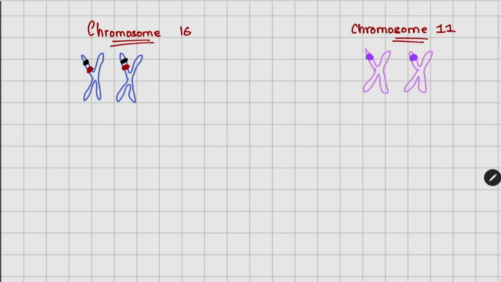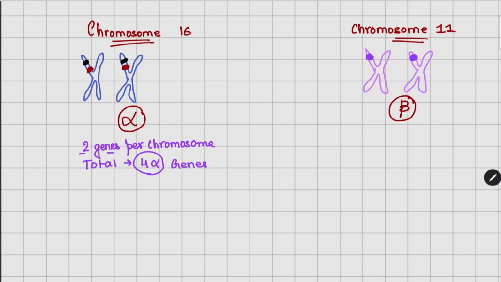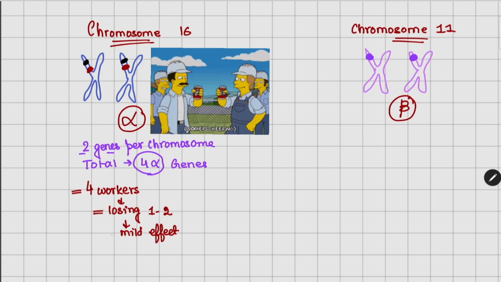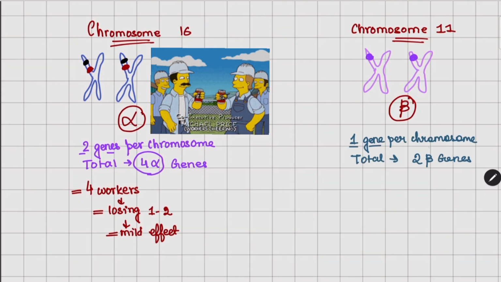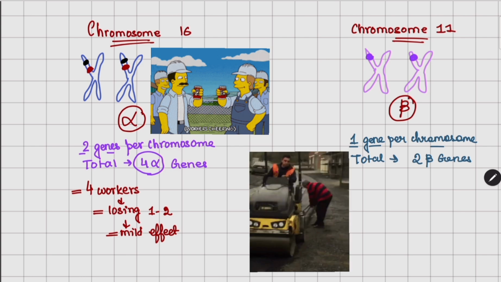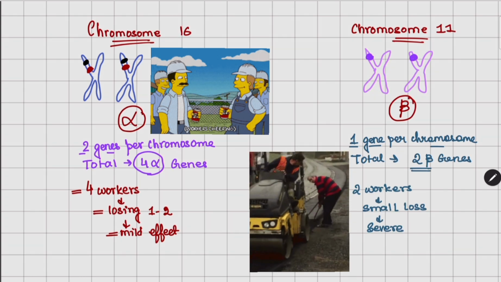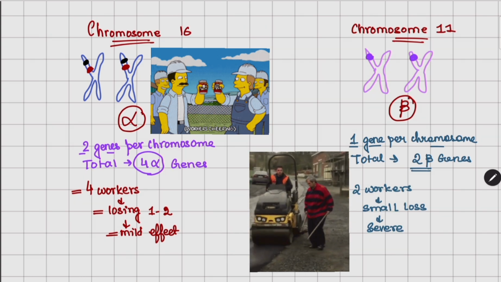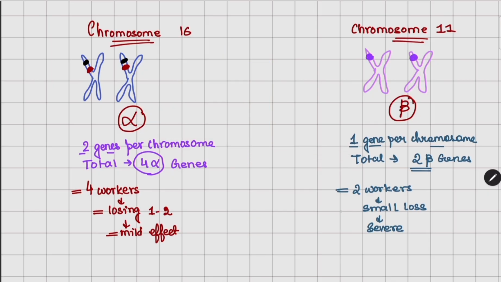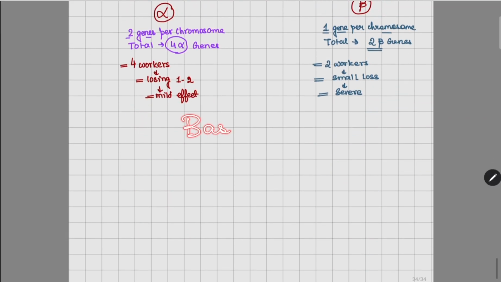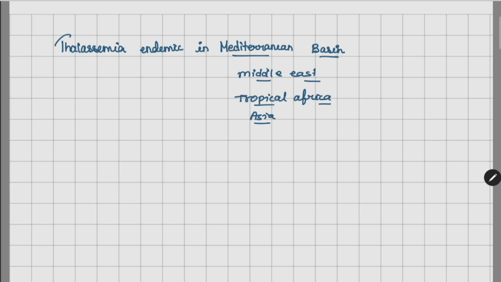So there are 2 chromosomes, chromosome 16 and chromosome 11. The alpha gene is present in chromosome 16 and the beta gene is present in chromosome 11. Now there are 2 alpha genes per chromosome. So total there are 4 alpha genes present. Hence there are 4 workers. So if you even lose 1 or 2 workers, there will be mild or no effect. But we have only 1 beta gene per chromosome, so total we have 2 beta genes in 2 chromosomes. Hence, there are only 2 workers, and even losing 1 worker will be a great loss for the factory. So this was the basic concept of thalassemia, and now we will be moving on to the details.